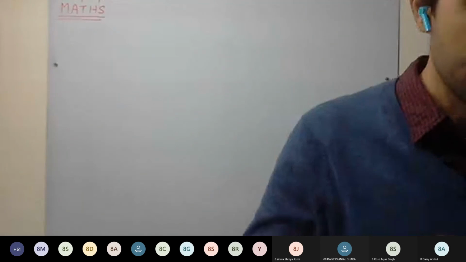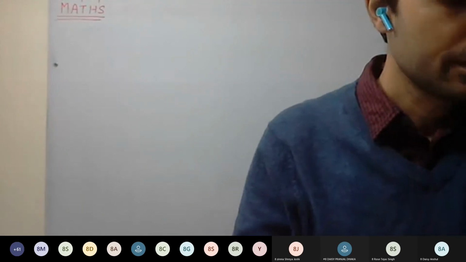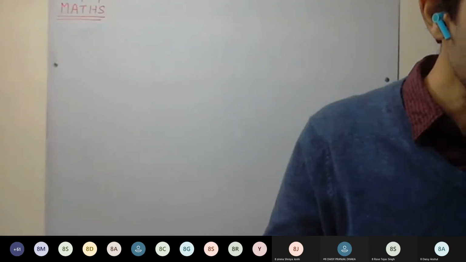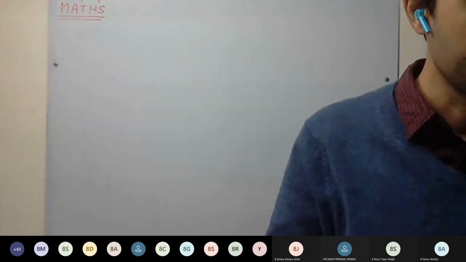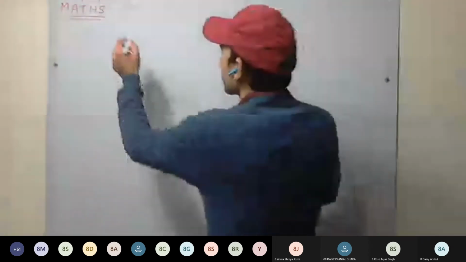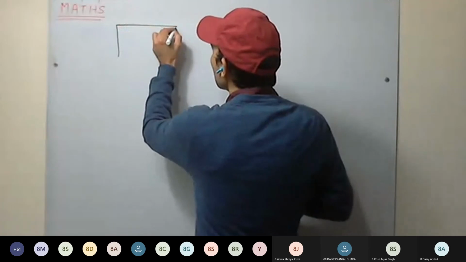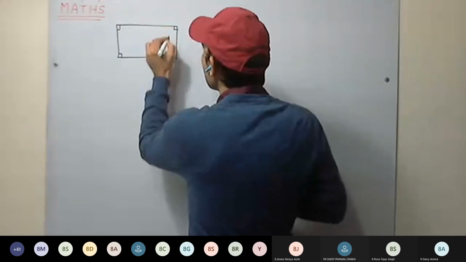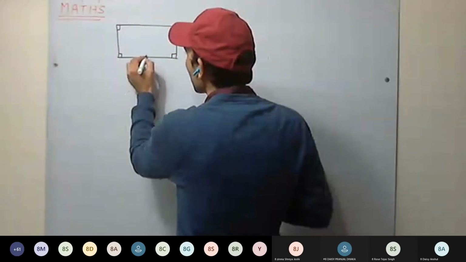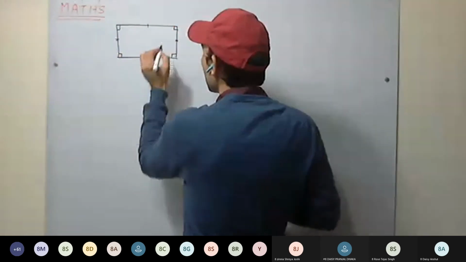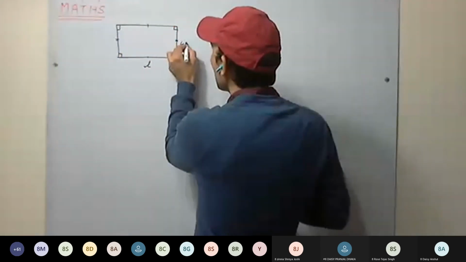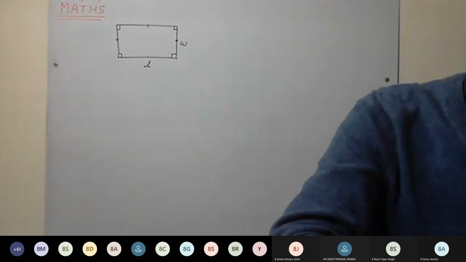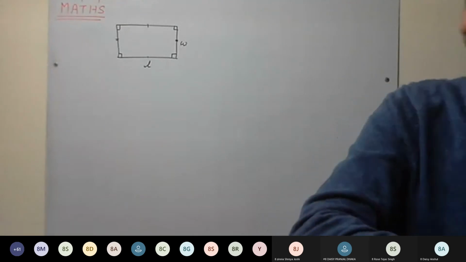Okay, now 16th question. Read 16th question. The length of a rectangle is 5 meters greater than its width. Okay, so we are having a rectangle. Rectangle we already studied. The opposite sides are equal. This is our length. This is our width or breadth. So here it's width, we use W. Okay.